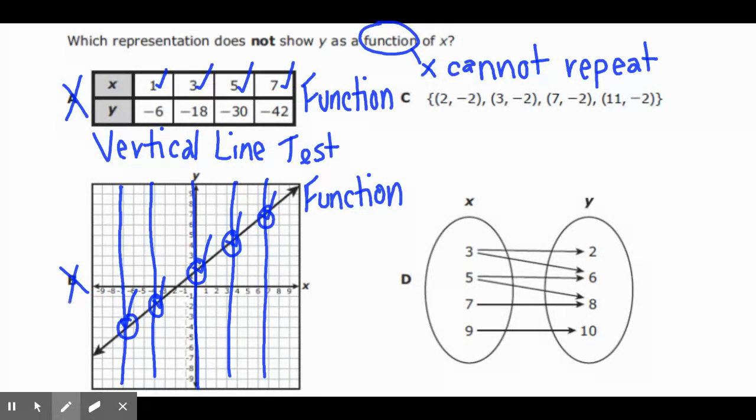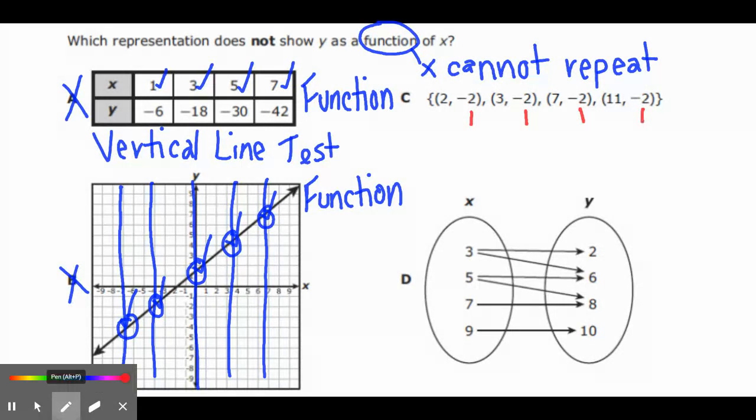Let's look at C. We have a list of ordered pairs. Again, we're going to be looking at the x's, but let's take a minute and look at the y values real fast. You can see here that the y values are all the same. This is a very common thing that they do to trick you. Remember, it doesn't matter if the y values are repeating. They can all have the same y value as long as the x values do not repeat.